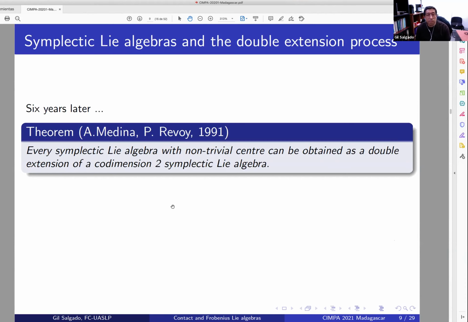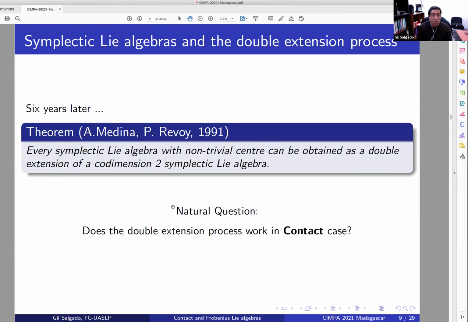Six years later, Medina and Revoy proved the same theorem, but now for symplectic Lie algebras. They proved that every symplectic Lie algebra with non-trivial center can be obtained as a double extension of a codimension 2 symplectic Lie algebra. So if the double extension process works well in the quadratic case and in the symplectic case, a natural question is, does the double extension process work in the contact case?